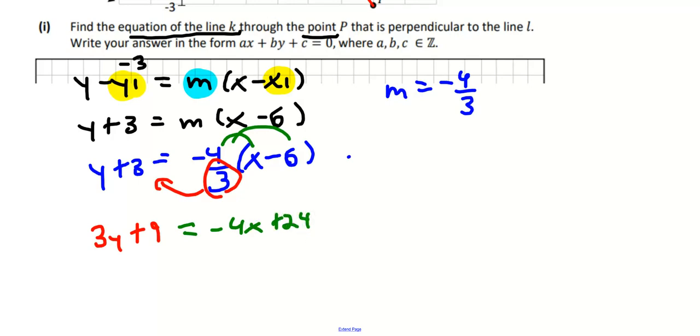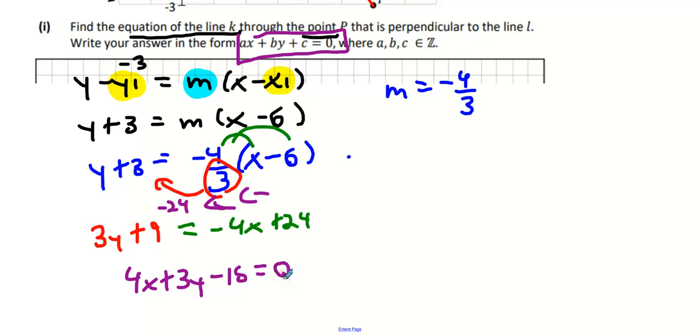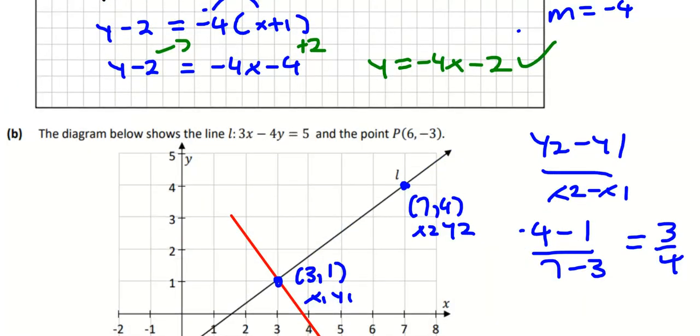If you look at your answer, it wants everything on the left hand side, and it just wants 0 on the right hand side. So that's what you're going to have to do here. Bring everything to the left. So you're going to get 4x plus 3y, and then it's going to be 9 take away 24, which is minus 15. And that equals 0. Okay, happy days. Now we're going to move on to part C.